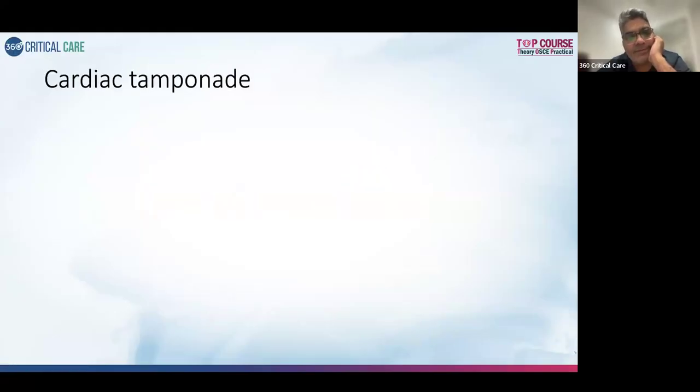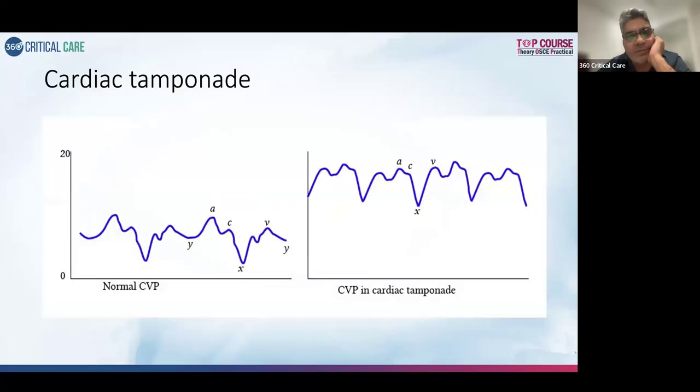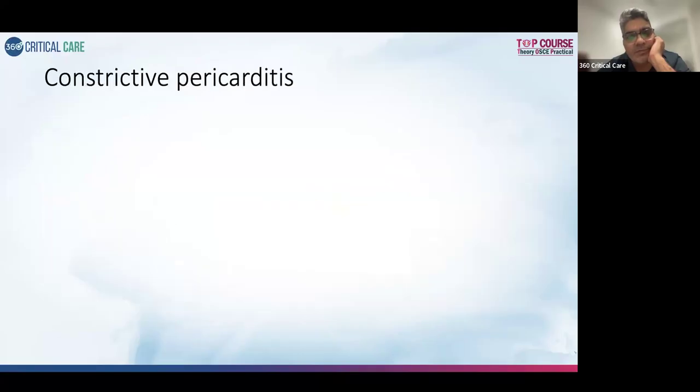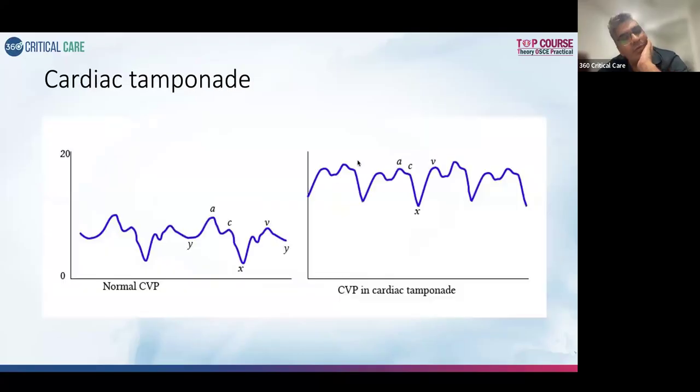Tamponade, what will you get? Anyone? So what is lost here? Tamponade? The Y descent is lost, right? So this is a normal X descent and Y descent. The X descent and Y descent are normal, but in case of tamponade, you lose the Y descent. Okay.